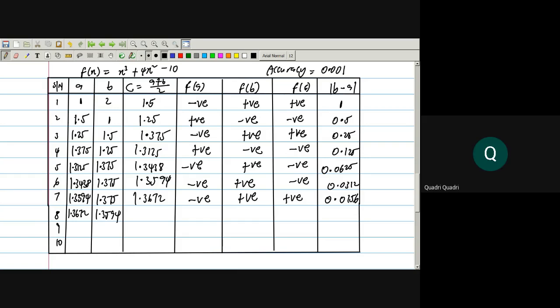1.3633. Then 1.3672 has a positive sign. 1.3594 has a negative sign. Yes, negative.